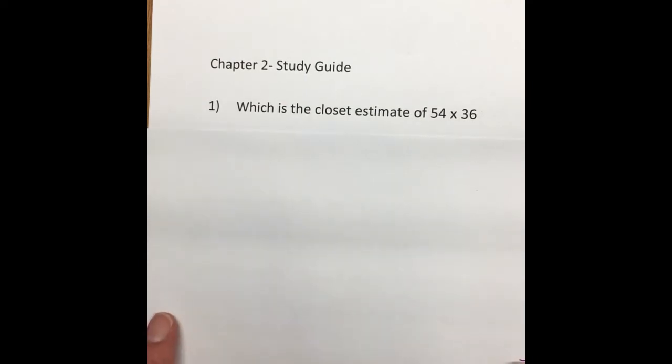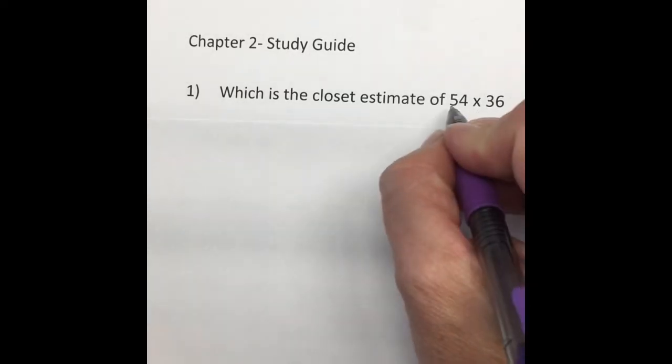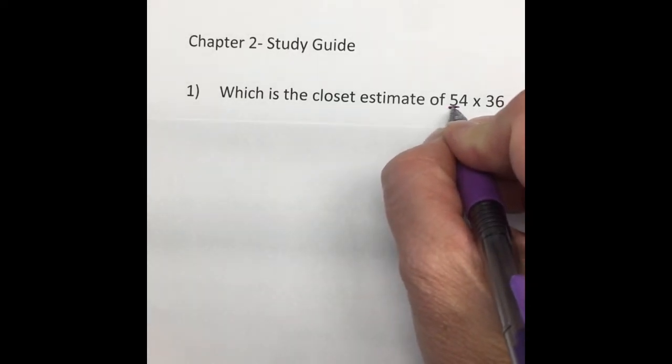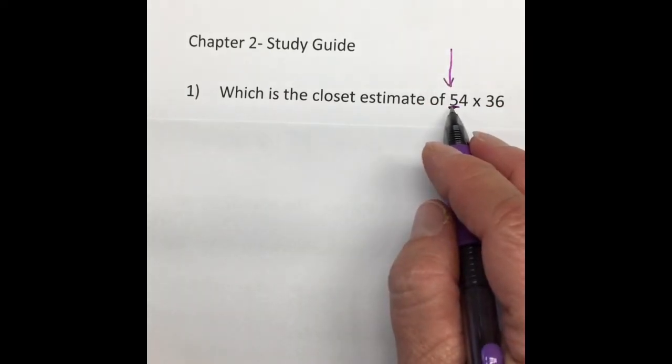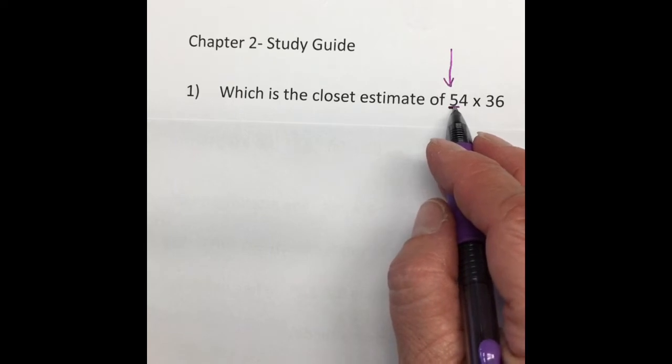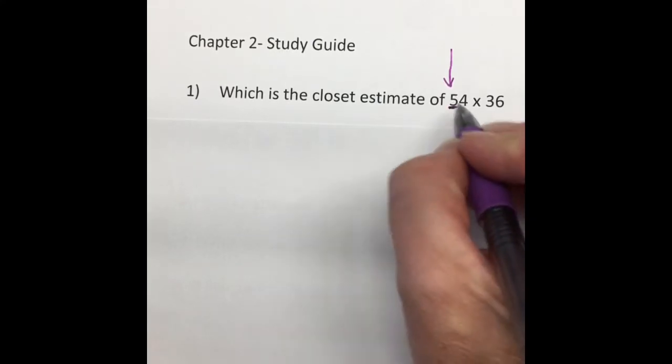If asked, which is the closest estimate of 54 times 36? Again, if it's asking for an estimate and it doesn't tell us where to round to, we round to the highest place column. And in this case, if we're looking at the number 54, we're rounding to the tens column. To do that, we know that anything to the right of this digit is going to zero out. But the question is, are we staying on the floor or climbing the vine?